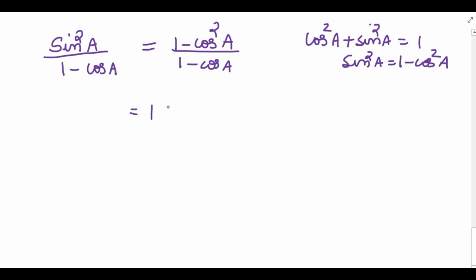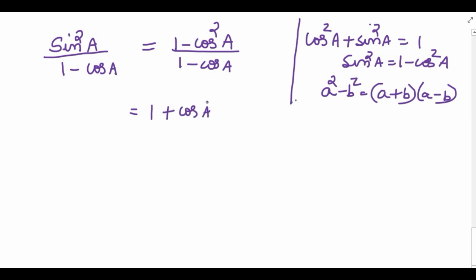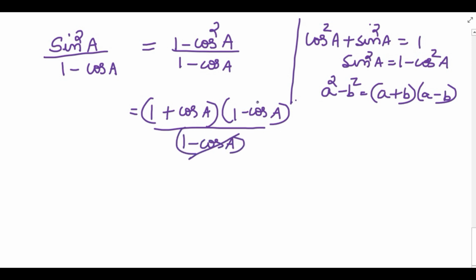So which is equal to 1 minus cos square A is already in the form of A square minus B square, which is equal to A plus B into A minus B. So I can write 1 plus cos A into 1 minus cos A divided by 1 minus cos A. So 1 minus cos A, 1 minus cos A cancel. We have 1 plus cos A. So this is equation number 2.